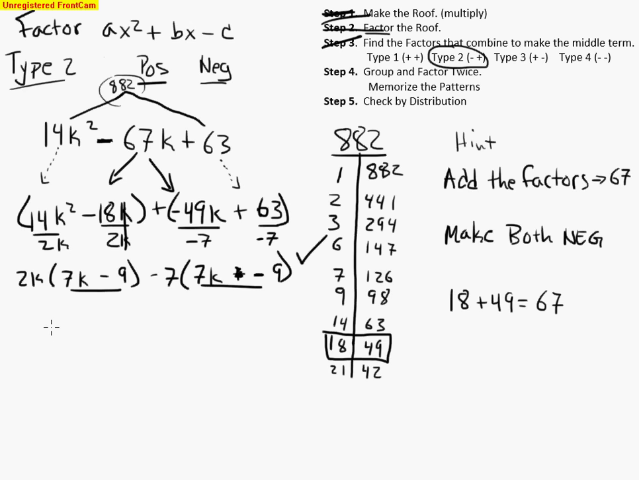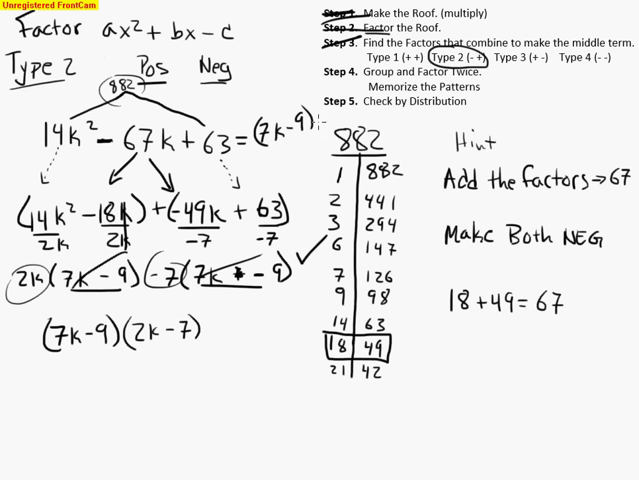Since they're the same, I'm going to go ahead and write it just once. And then I'm going to have what's left over, which is my 2k and my negative 7. So I have 2k minus 7. That's my final step right there. These are my factors: 7k minus 9 and 2k minus 7. These two factors equal this equation here. Again, I still have my last step.